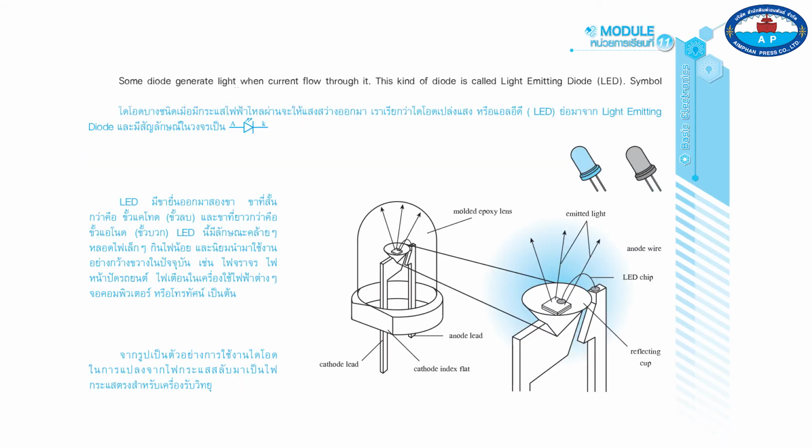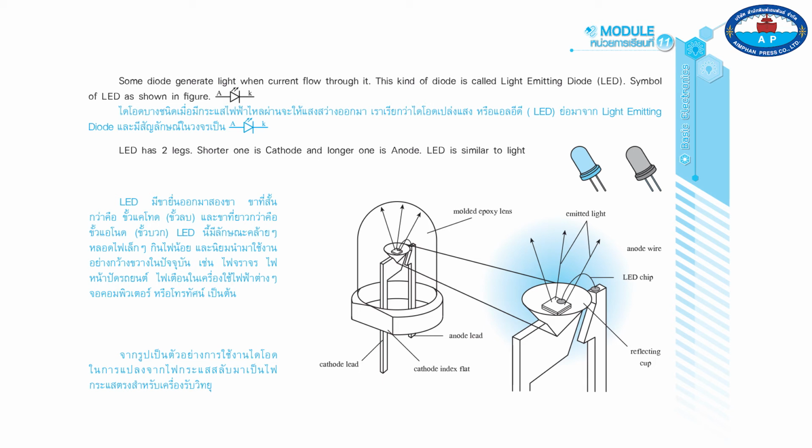Some diodes generate light when current flows through them. This kind of diode is called a light emitting diode, LED. The symbol of an LED is as shown in the figure. An LED has two legs. The shorter one is the cathode and the longer one is the anode.